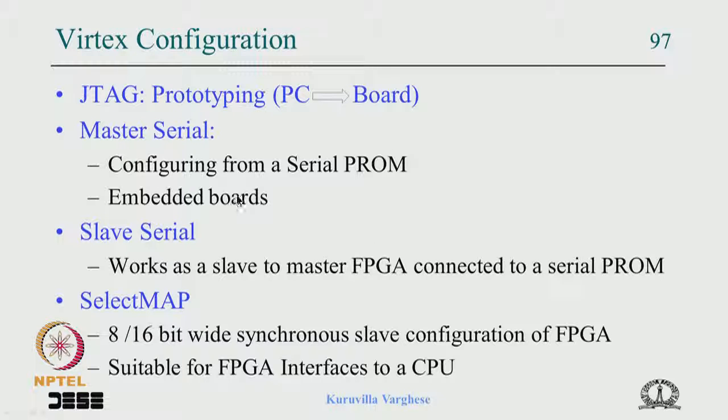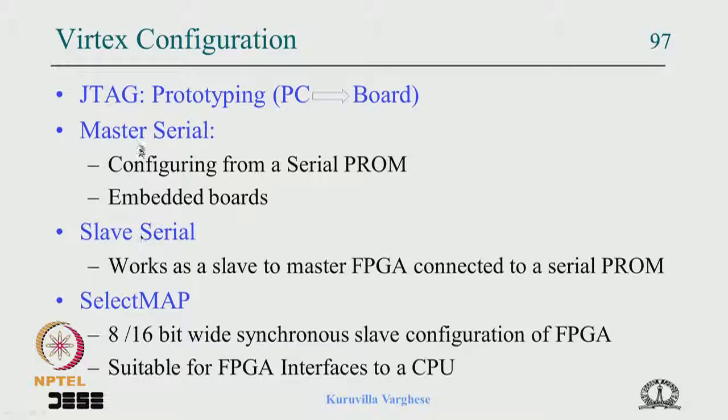Then the last thing we have looked at was the configuration or programming of the FPGA. While prototyping, the most suitable method is through a synchronous serial port called JTAG, which is used for PCB testing, chip testing and all that, and is used for FPGA configuration also. There will be a small dongle connected to the PC which can program the FPGA. Then there is a master serial mode where the FPGA clocks a serial PROM and gets the data and programs itself. Slave serial is exactly like master serial, except that in slave serial the FPGA expects the clock as input and the data in synchrony with the clock.